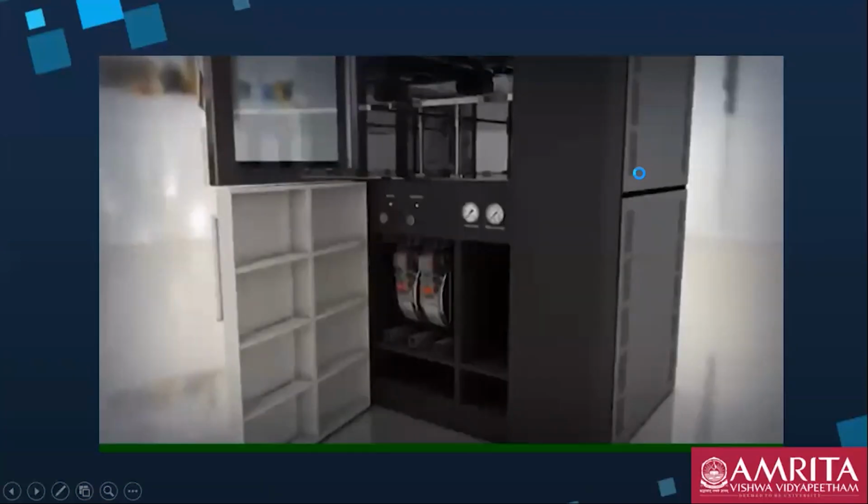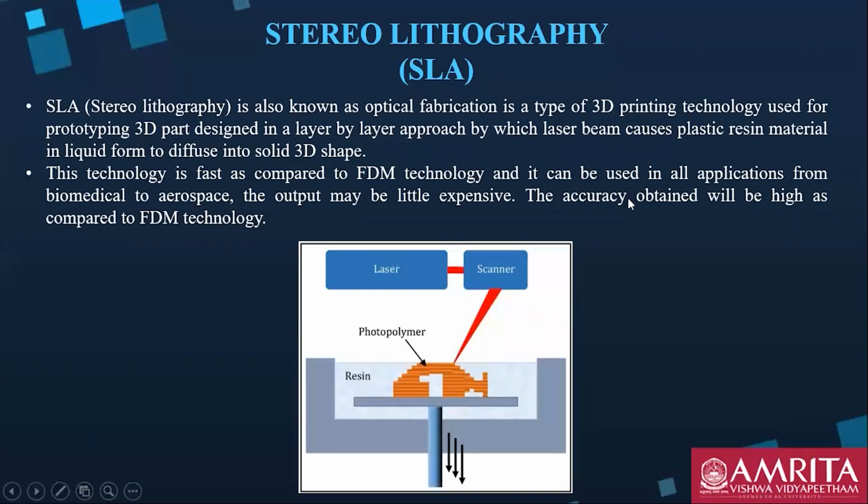Next, we will be moving towards stereolithography. In short, we call it SLA. SLA is also known as optical fabrication type of 3D printing. Why? Because the layer by layer deposition is accompanied by a laser beam. Over here, we use a laser beam to get this deposition layer by layer.